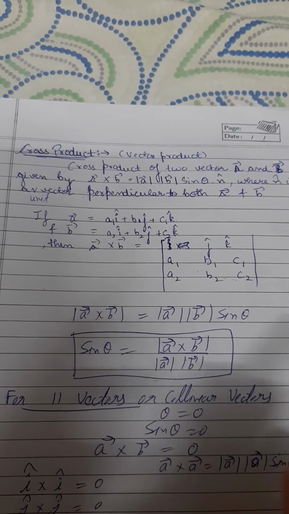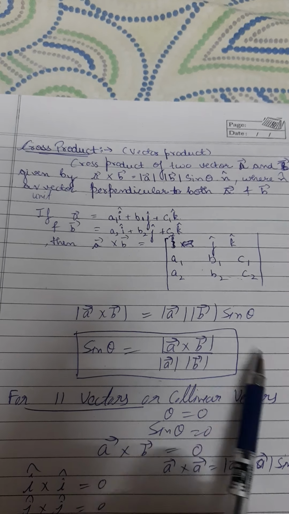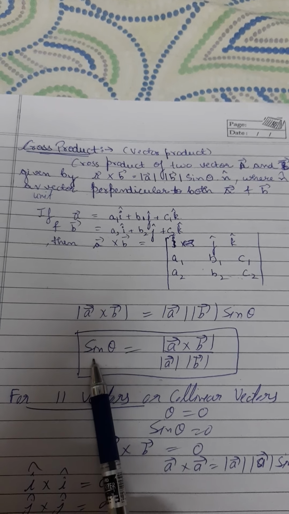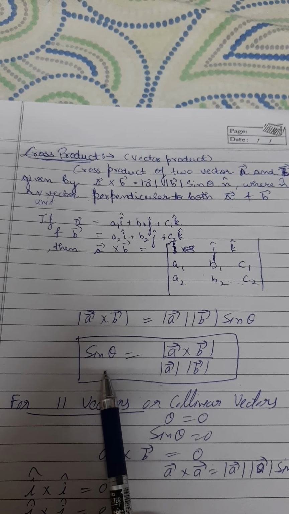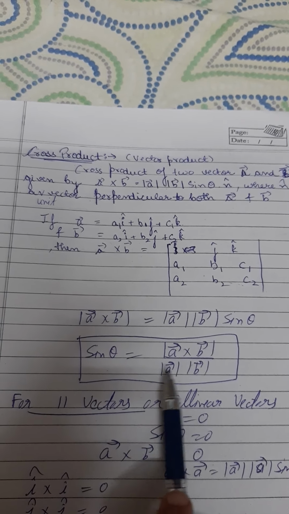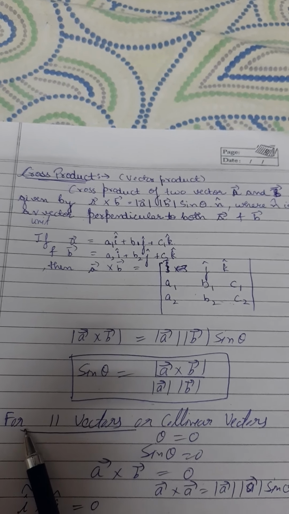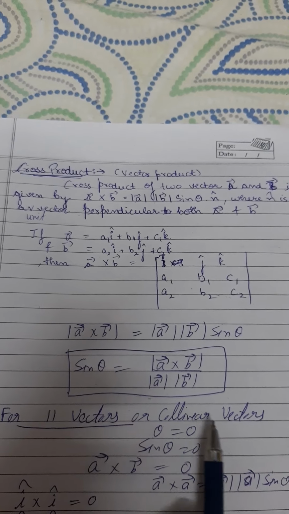For the dot product, what was our formula? We have studied it before: cos theta is equal to A dot B over mod of A mod of B. But for the cross product, it is sin theta equal to magnitude of A cross B over mod of A and mod of B. Okay, now coming to the next thing, that is, perpendicular or collinear vectors.